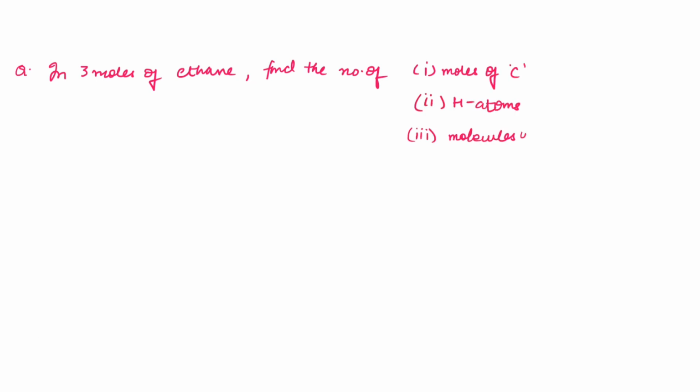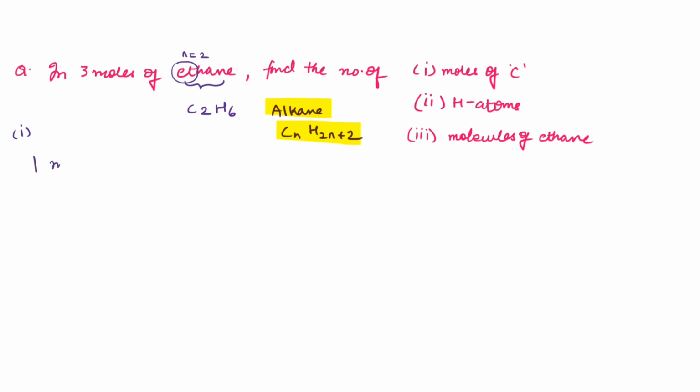In 3 moles of ethane, find the number of moles of carbon, the number of hydrogen atoms, and the number of molecules of ethane. In the question they have given us 3 moles. So what is the ethane formula? C2H6. Ethane is an alkane which has the general formula CnH2n plus 2. So we know 1 mole of ethane has 2 moles of carbon because there is C2 in the formula, isn't it? So in the question 3 moles of ethane is given.